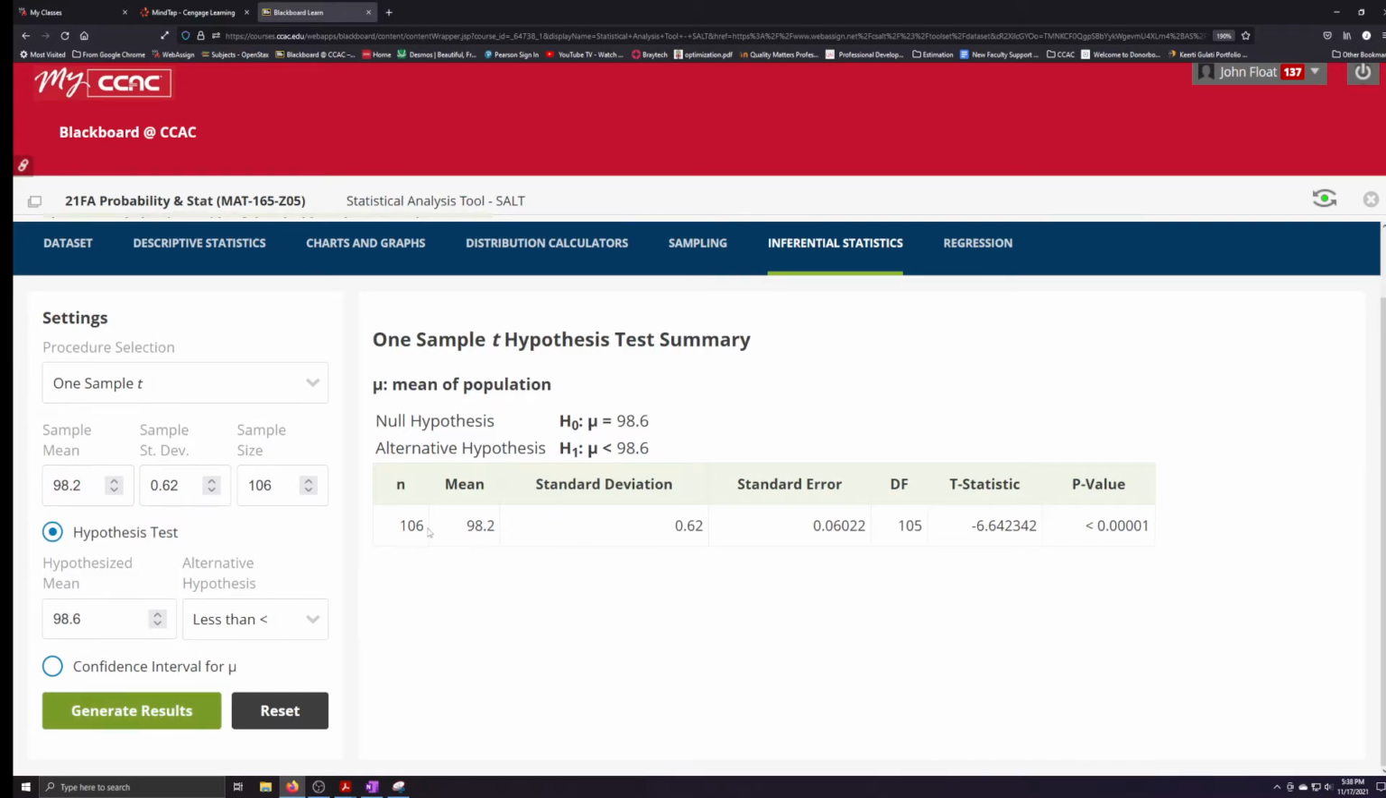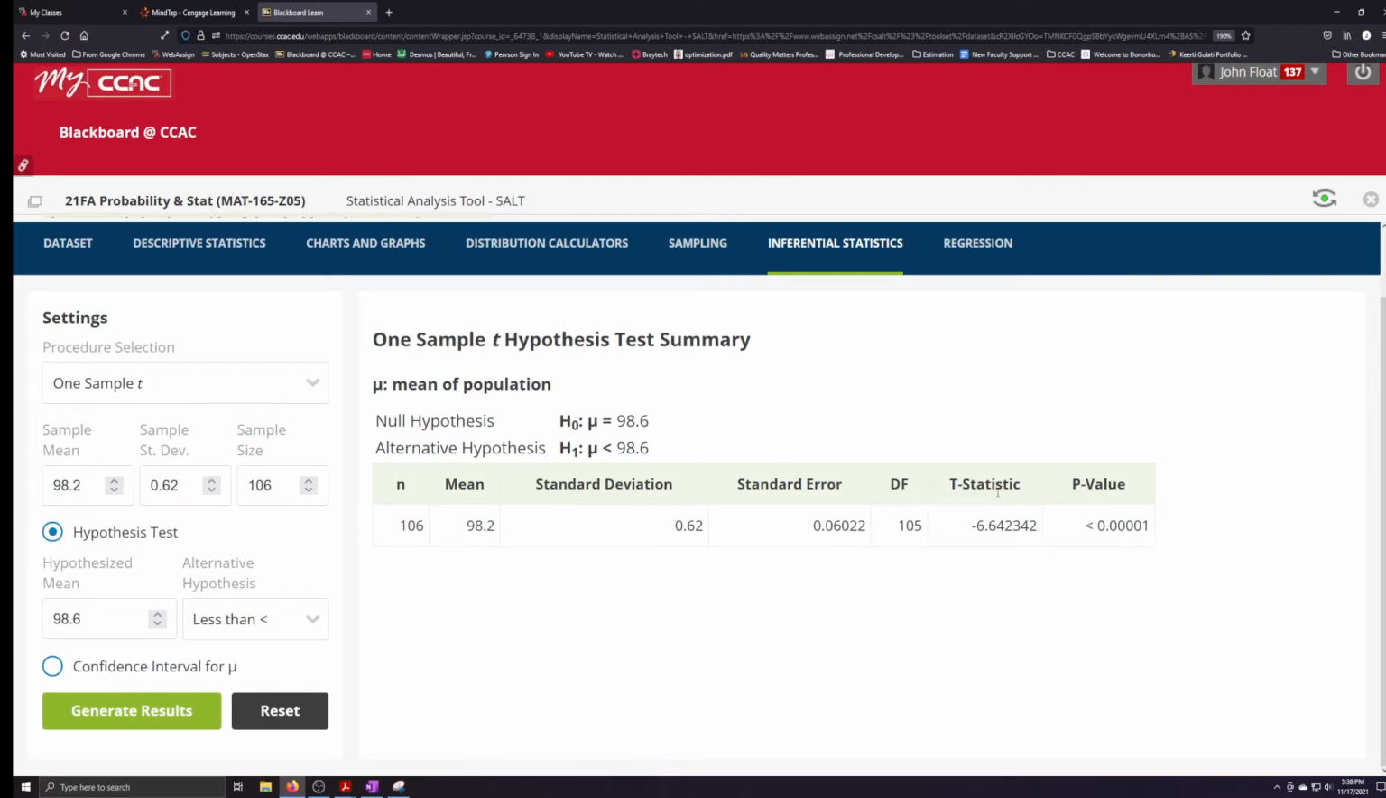Here we go. N equals 106. Our mean is 98.2. Sample standard deviation is 0.62. Even look above. It gives you the null hypothesis. It gives you the alternative hypothesis. You do not have to worry about standard error or degrees of freedom. So these two middle things, you don't have to worry about this. You will worry about it in chapter 10.